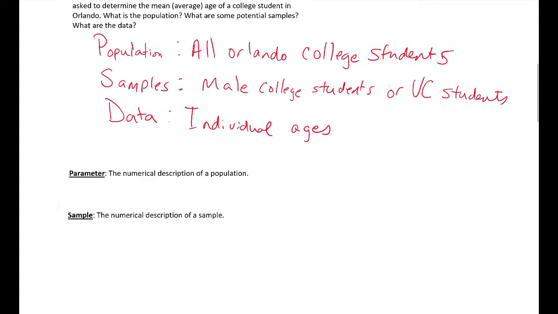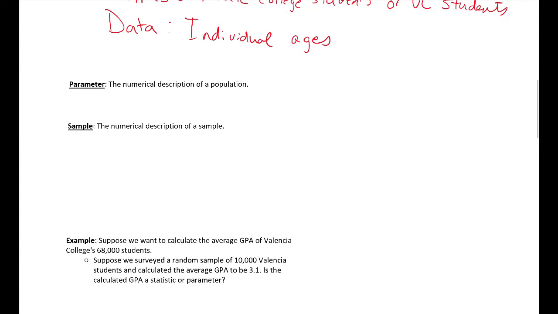All right, so now we're going to get into parameter versus statistic. That's a typo there. A parameter is a numerical description of a population. On the other hand, a statistic is a numerical description of a sample. So basically the two definitions are very similar. It's just the difference is what are you addressing? What are you trying to describe?